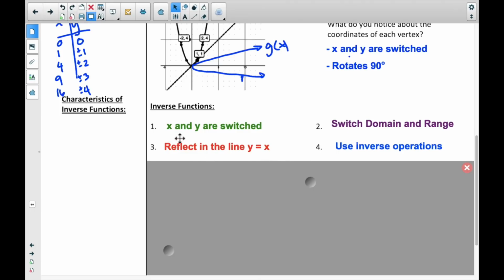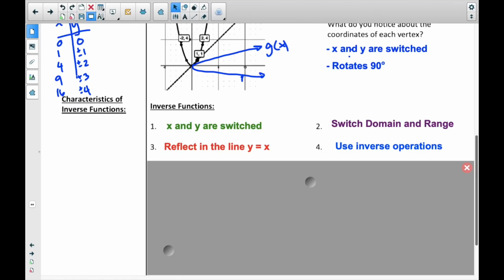Now, if we are switching the x and the y, we're also switching the domain and the range, right? Because the domain comes from our x values and the range comes from our y values. So if we switch our x and our y, we are also going to switch the domain and range.